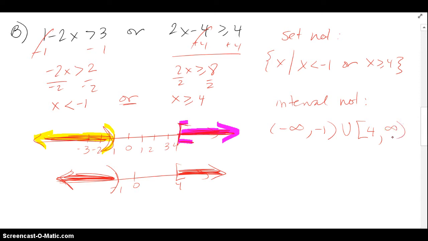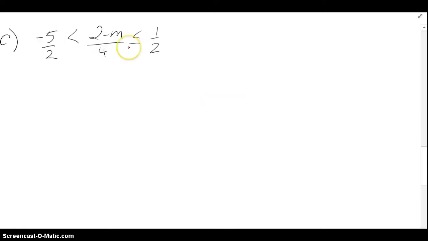Okay, we'll do the same ones for this 3-part inequality. I don't like those fractions, so I'm going to multiply everybody by the lowest common denominator, which is a 4 in this case. So these guys reduce and I get the 2 minus m in the middle.